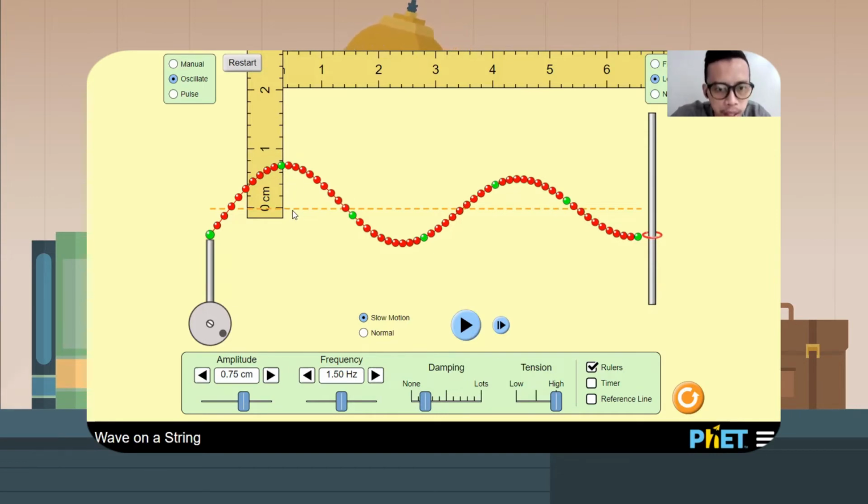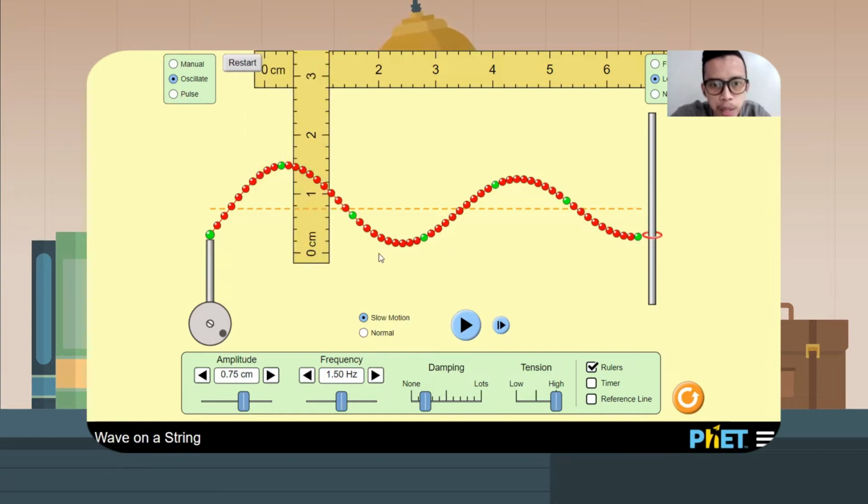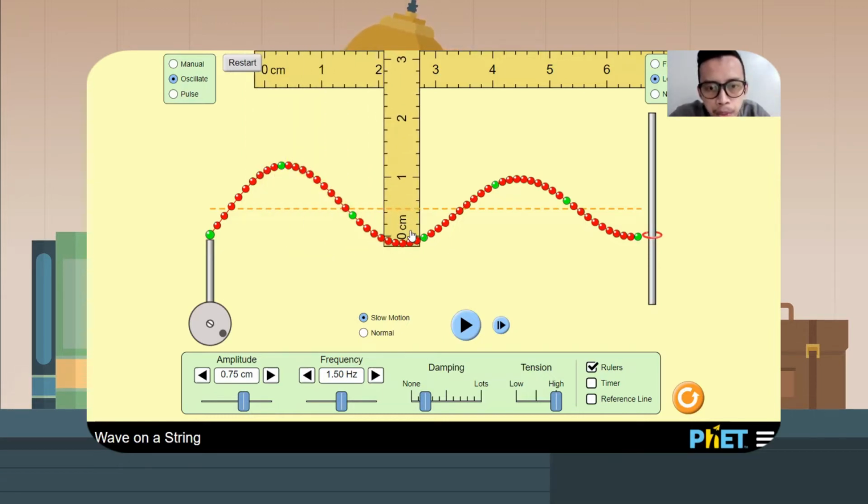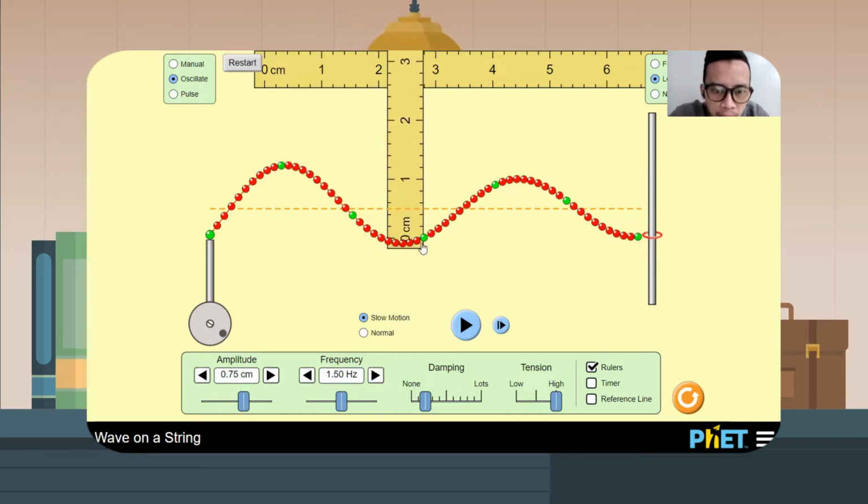And also another example, what is the displacement of this green ball? You can just use this ruler and then read the result. Here it's around, not 5, but 0.5 centimeter. So that's displacement, the distance of a point on the wave to its equilibrium position.